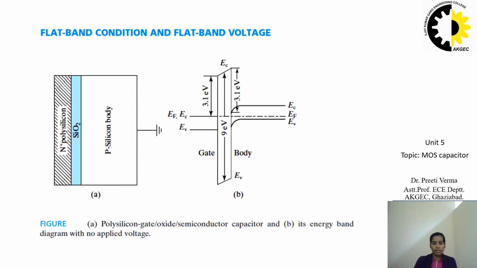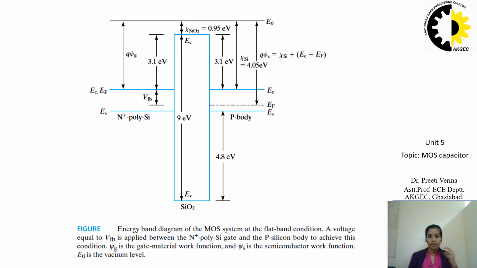Another material parameter, just as Eg is a material parameter: Si has an electron affinity equal to 4.05 electron volts. E naught must be continuous at the Si-SiO2 interface as shown in the figure, otherwise the electric field would be infinite. Therefore, Ec of SiO2 is 3.1 electron volts higher than the conduction band energy level of Si.